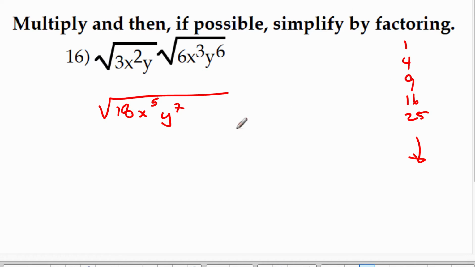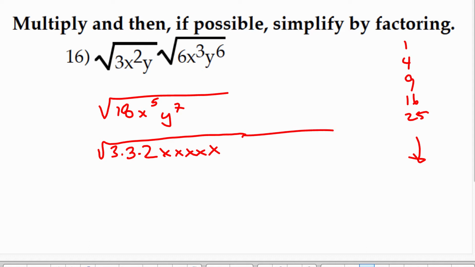Sure enough, 9 does. So I can rewrite this as 9, or I could write it as 3 times 3 times 2. That gives me 18, right? And then x to the 5th would be, I'd have 5 x's. Y to the 7th, oh great, 7 y's, 4, 5, 6, 7. And then like we talked, you can, in class, for every 2 things inside, you can bring 1 out. So there's 2 3's, I bring 1 outside of the radical. Okay, and then these ones are gone.